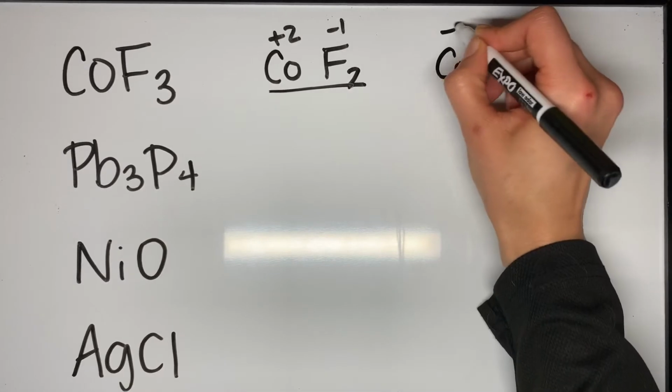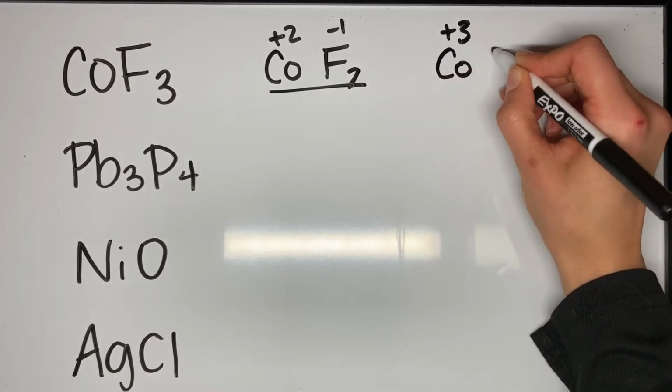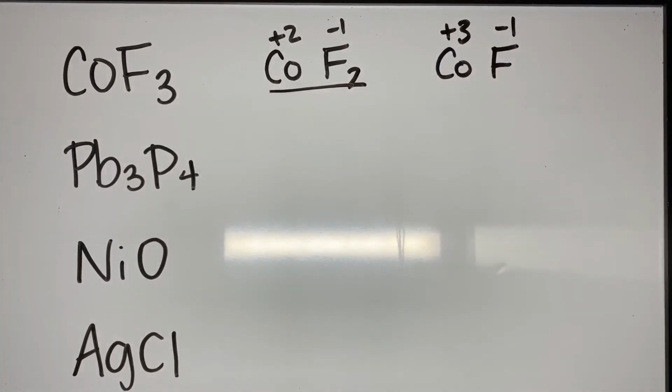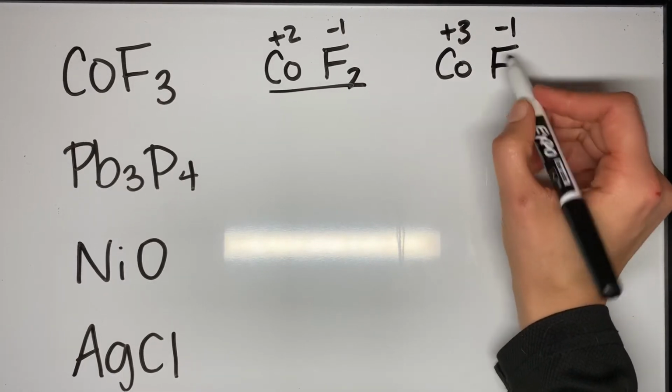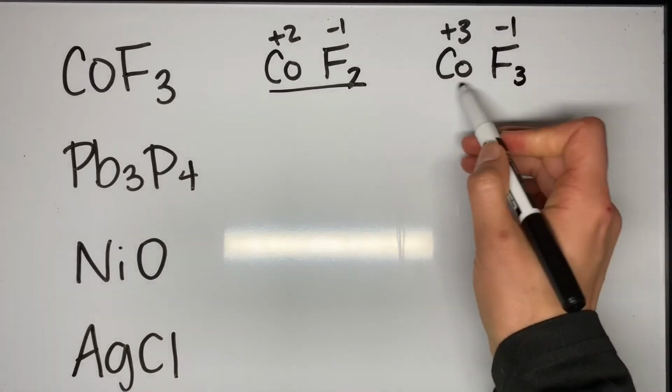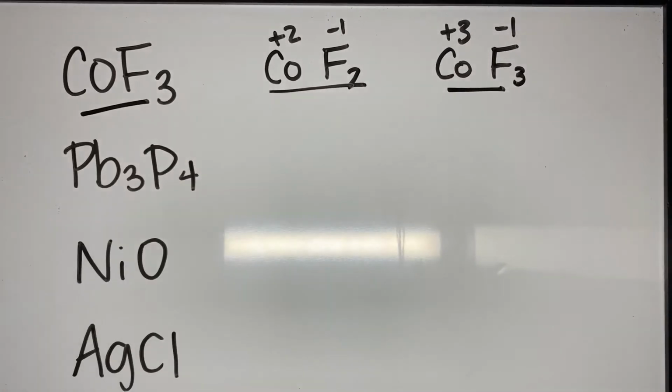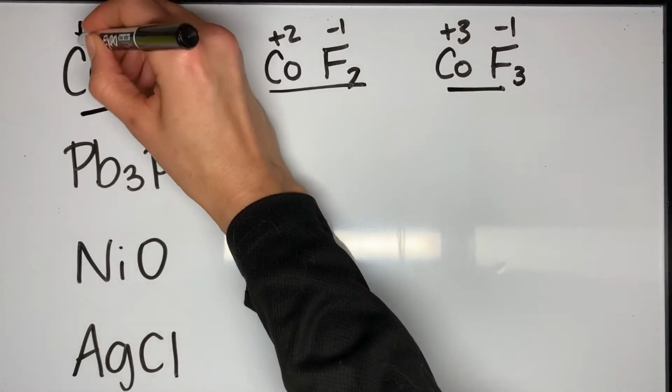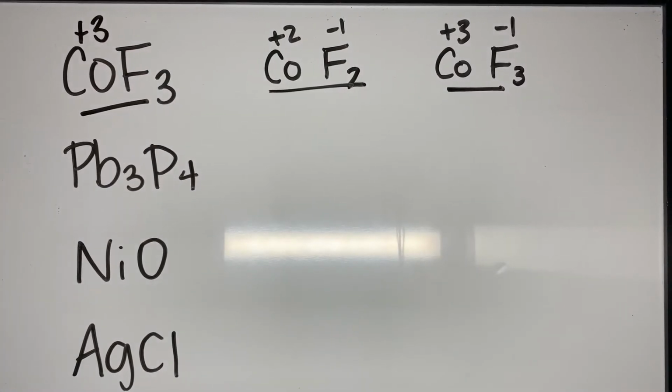We have cobalt with a +3, and that's with fluorine with a -1. If you were to crisscross these, the 3 would come down, and we wouldn't write the 1. We see that this is the same formula, so we know this cobalt would be a +3. As long as you can figure out the charge on the transition metal, the rest of the naming is fairly simple. So we're going to name it the exact same way that we were naming basic ionic compounds.